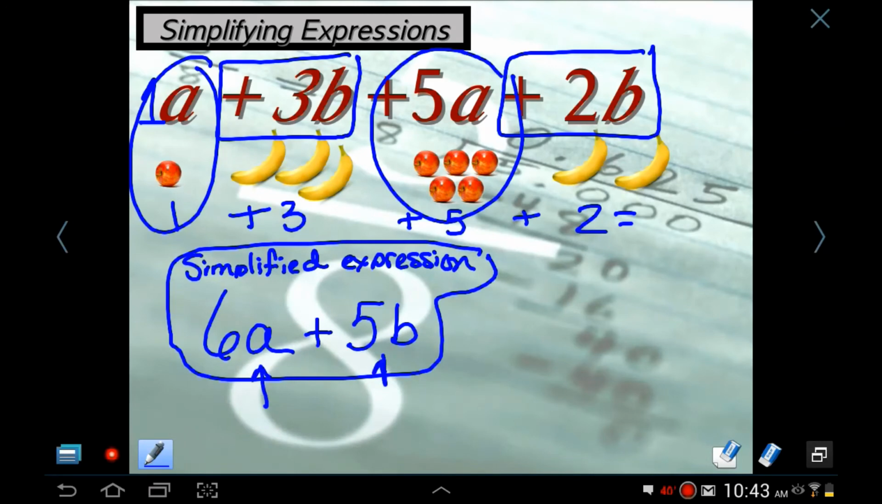It does not make 11B. You cannot say that. 11A is not equal to 11B. It's not equal to 11AB. None of those things. This is it. 6 apples and 5 bananas. Okay, so that's your first exposure there to something called like terms, which in algebra is a very important concept, especially when you get into simplifying equations.